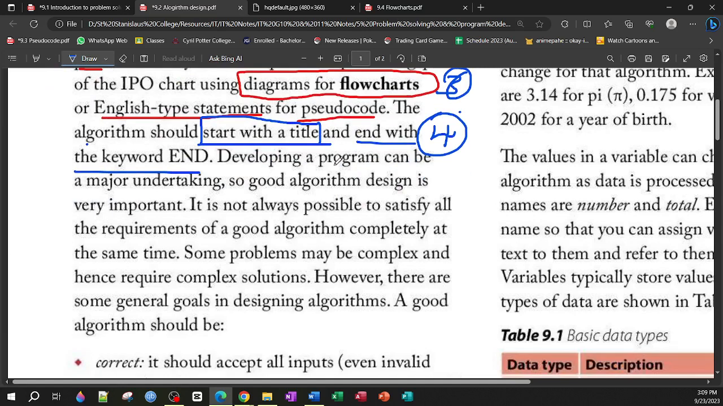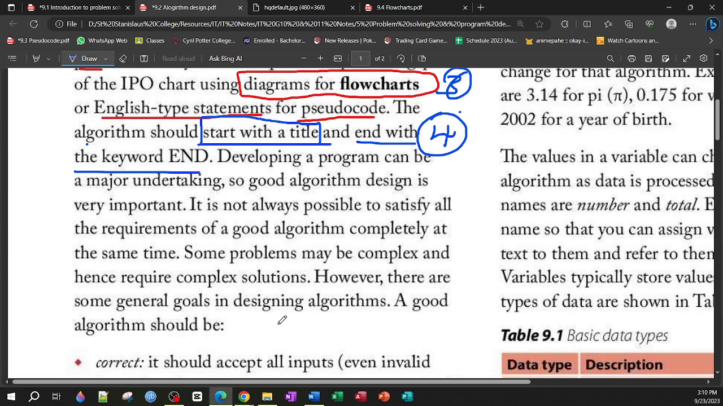Now, developing a program can be a major undertaking, so good algorithm design is very important. It is not always possible to satisfy all the requirements of a good algorithm completely at the same time. Some problems may be complex and hence require complex solutions. However, there are some general goals in designing algorithms. A good algorithm should be the following.